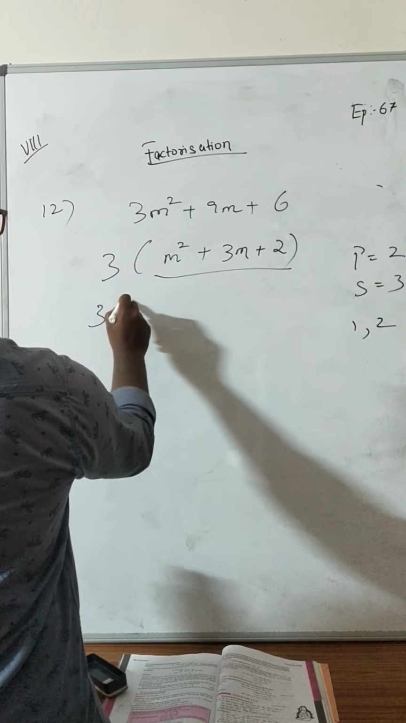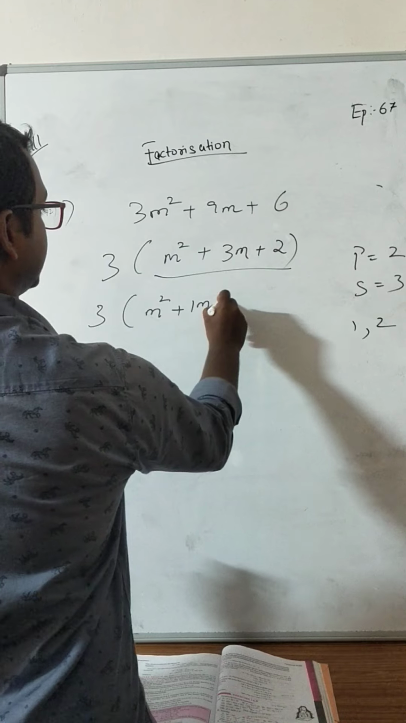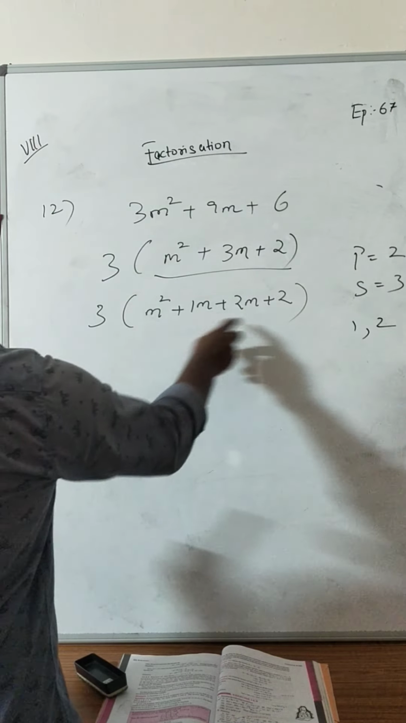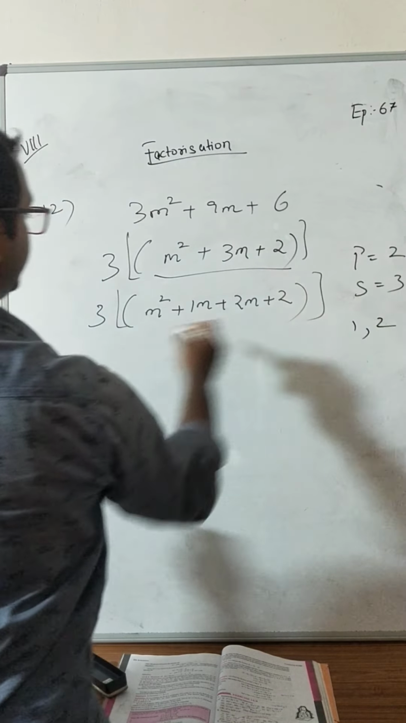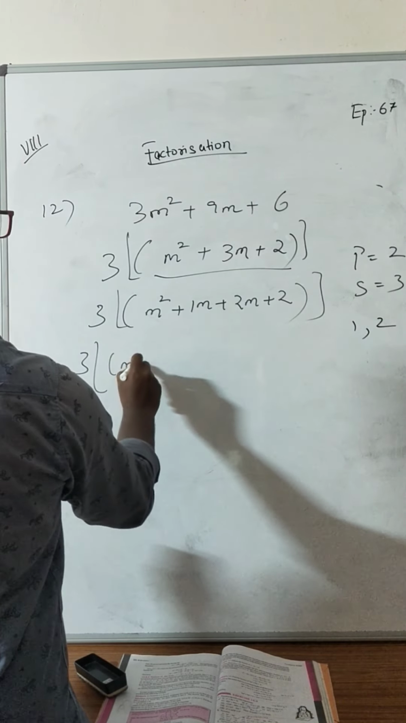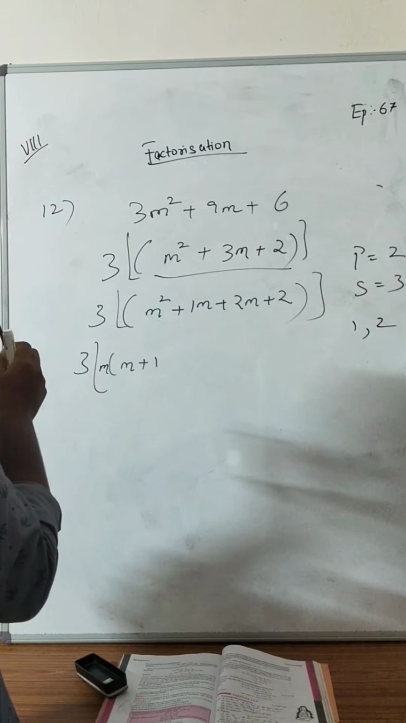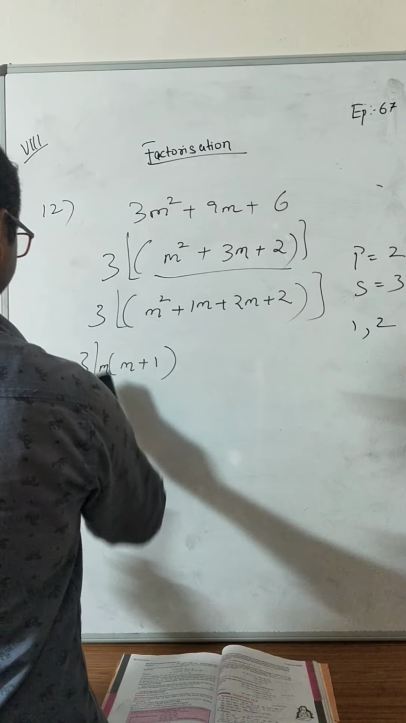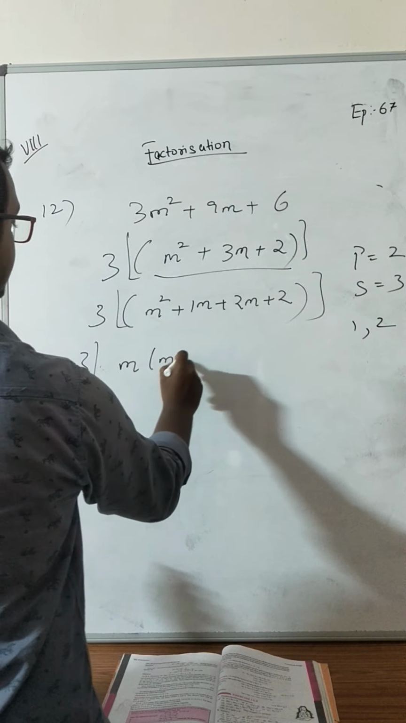Now let us expand it. M square plus 1m plus 2m plus 2. Now from here we will take something common. We will take m common. When I take m common, I will have m plus 1 in the bracket.